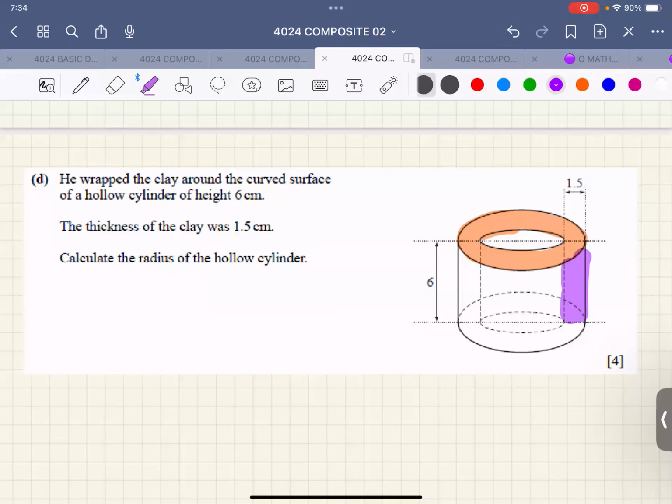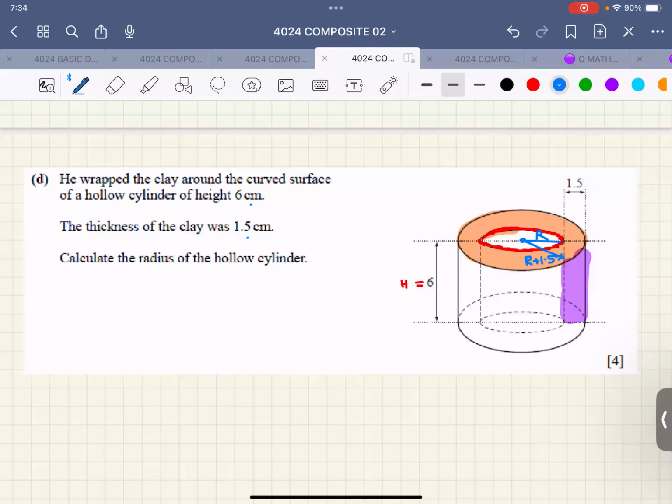And what else is there? Calculate the radius of the hollow cylinder. So which one is the hollow cylinder? This thing on the outside, that is the hollow cylinder. So this thing over here, this is the hollow cylinder. Now 6 is the height. So height is 6. And let this radius be r. Therefore, radius of the other one should be r plus 1.5. And this is centimeters, this is centimeters.